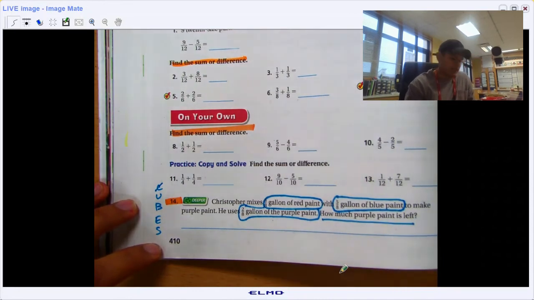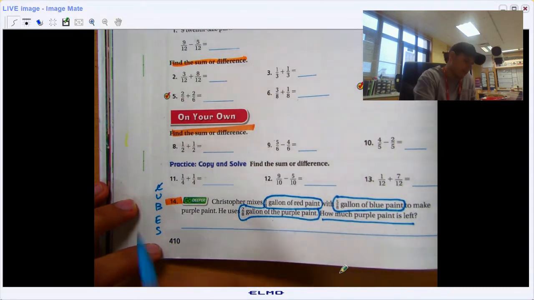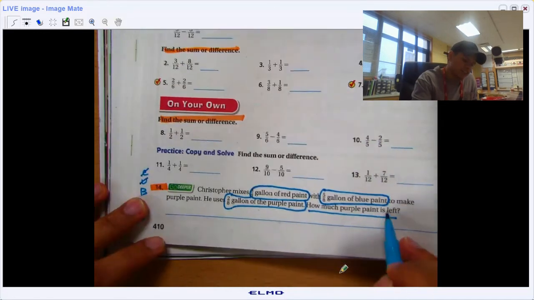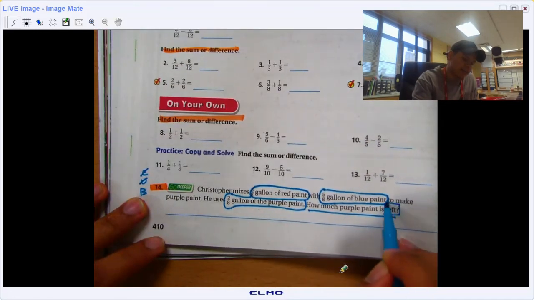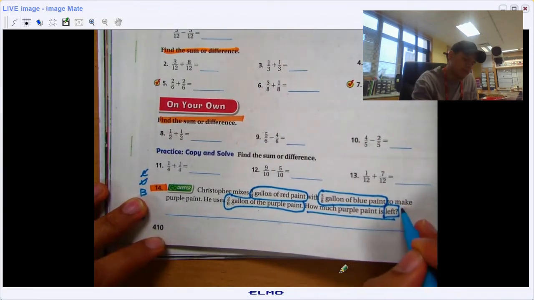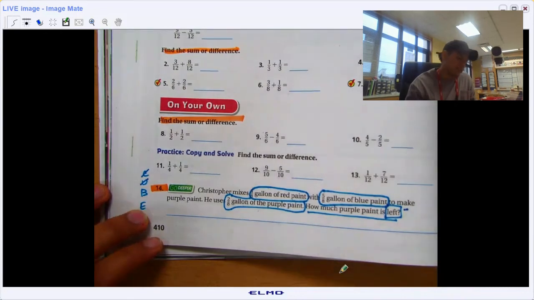So we've got a word problem here, and you can see I've got my numbers with their units circled. So I've circled 3/8 gallon of red paint, 5/8 gallon of blue paint, and 2/8 gallon of purple paint. I've also underlined my question. How much purple paint is left? In that question, there's a key math word that I need to box. Left. Left means to subtract. So I know one part of this problem is going to be a subtraction problem.